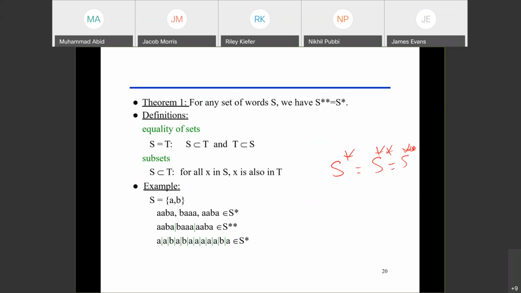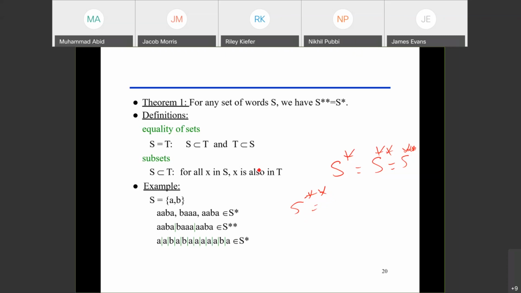Now you know that S star is infinite, all the infinite words of that language. So when you apply another star on this one, it will remain the same. It will not change the infinity. It will again be infinite. Okay. So this is basically what we are saying here. And now, how can we prove this?